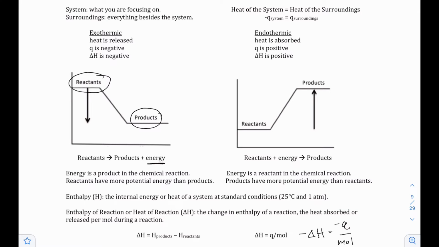For an endothermic reaction, heat is being absorbed, so Q will be positive, and delta H will also be positive. Now, because you're absorbing heat in the reaction, you're going to start out with less energy in the reactants, and you'll end up with more energy in the products. Energy will be included on the left side of your equation because it's being absorbed, so it's going into the reaction.